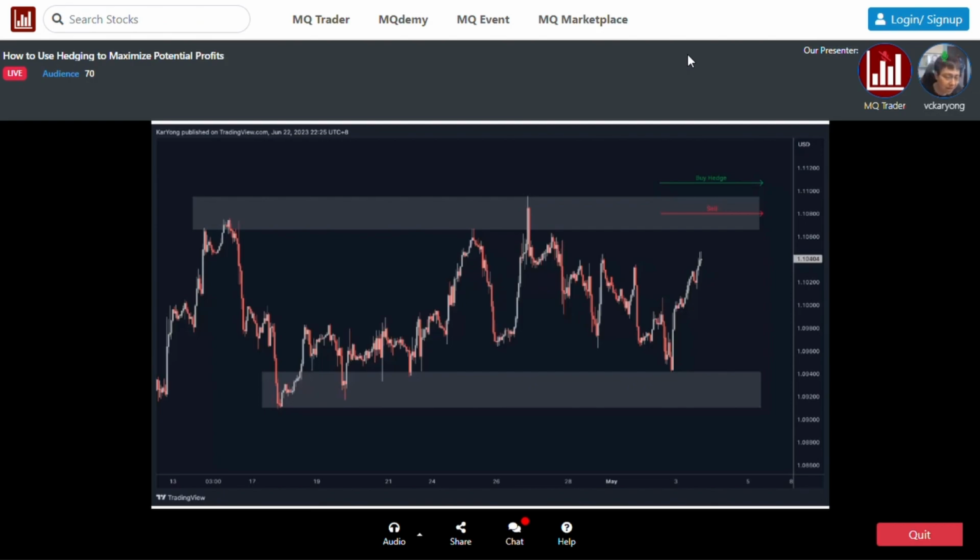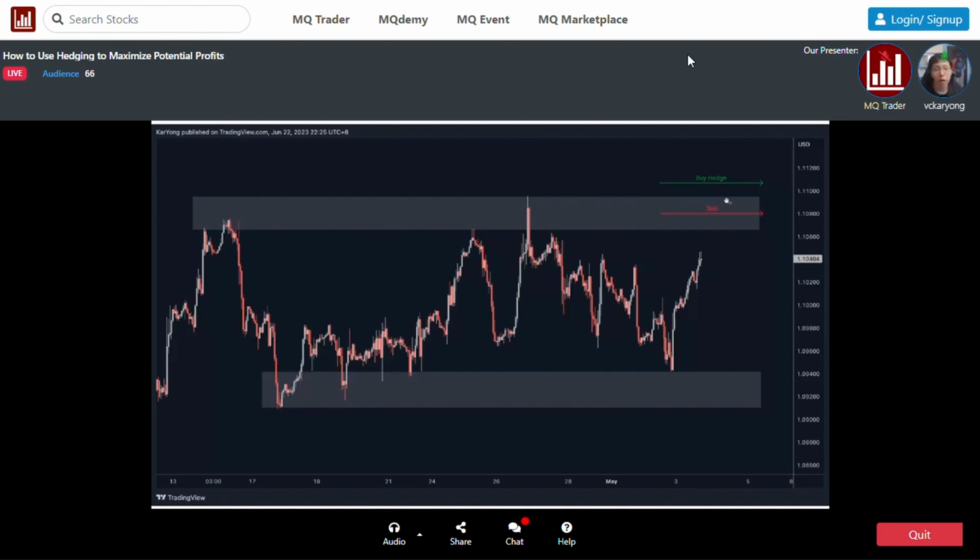Now, what this means is that if the price hits that buy hedge, you would have two positions running. One is a sell, one is a buy. Essentially, what you're doing here is locking in that floating loss. So you're preventing your loss from going uncontrolled, from getting bigger and bigger. Basically, you're just locking it.